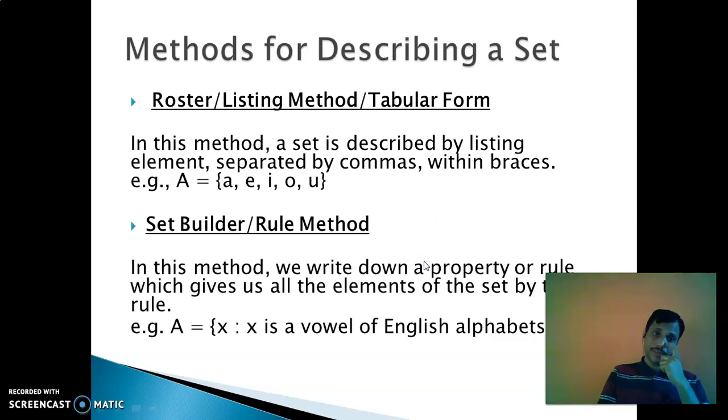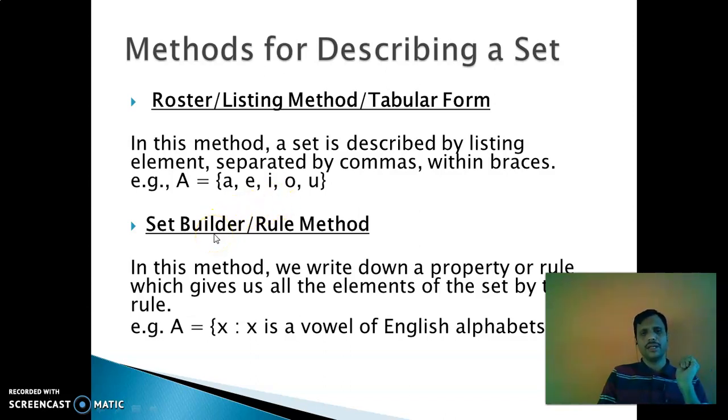The roster method is also called the listing method or tabular form. The second method is the set-builder method, also called the rule method. First method: in this method a set is described by listing elements separated by commas within brackets. This is called the roster form or listing method. For example, let A is equal to {A, E, I, O, U}. We observe that all the elements are separated by commas, so it is called the listing method. Another name is tabular form, or it is also called the roster form.